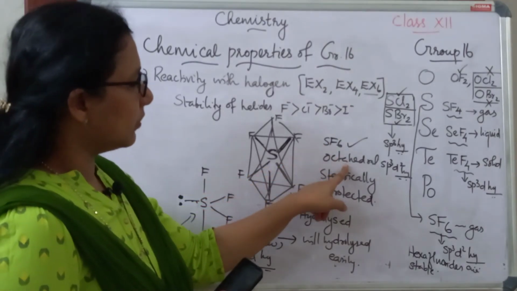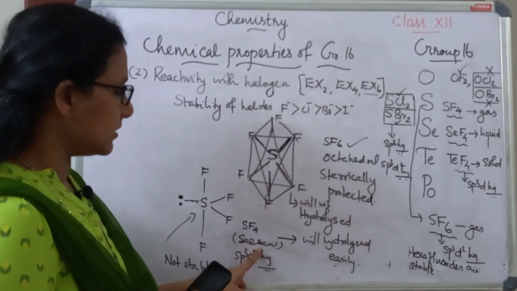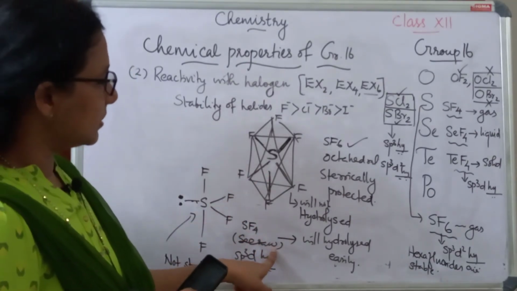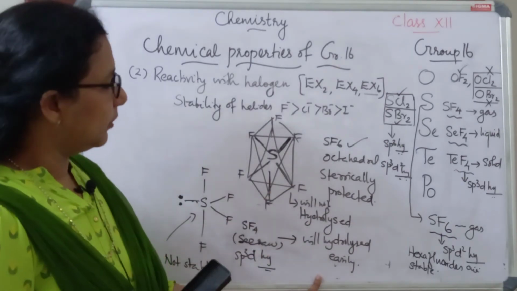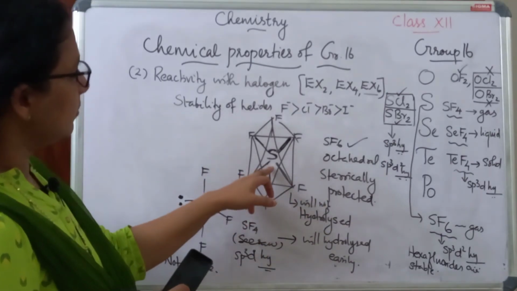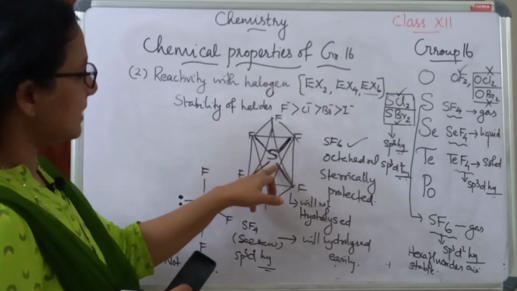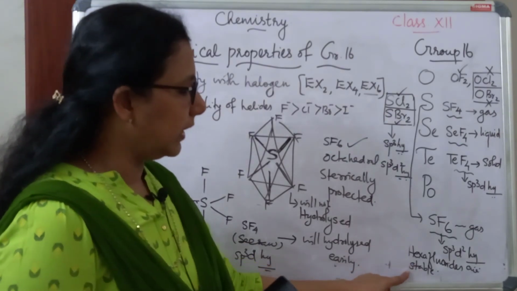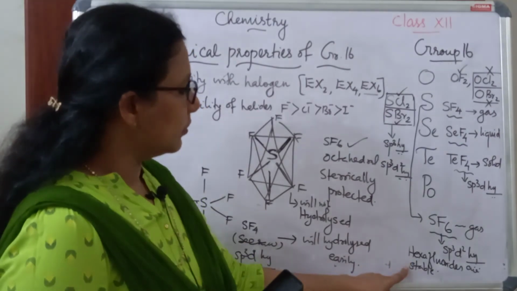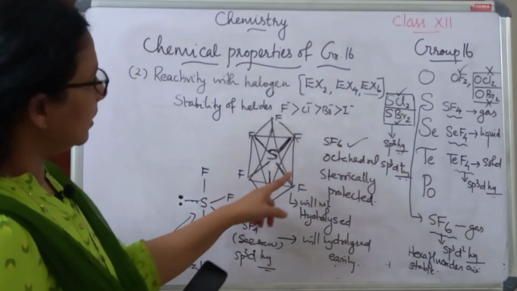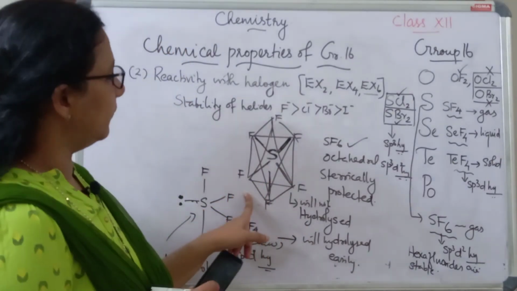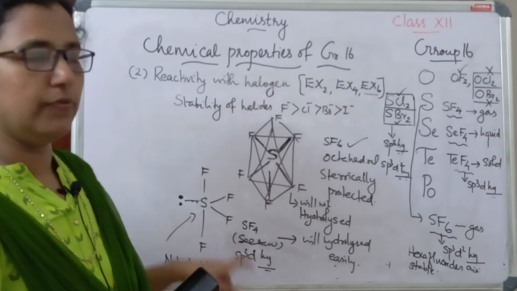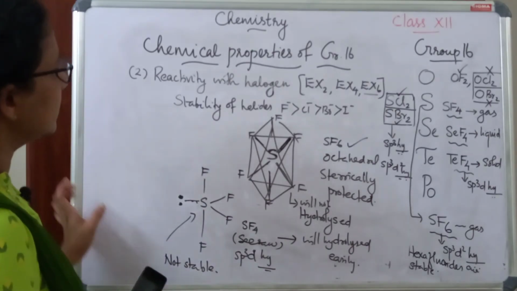So SF6 has octahedral geometry and SF4 has seesaw geometry. So this geometry and hybridization, shape, etc. will be important, and that is an important point. So consider these SF6 and SF4. SF6 is more stable. So that is why hexafluorides are more stable. So here we need to consider SF6 and SF4. SF6 is more stable than SF4. So this is about the reactivity with halogen.